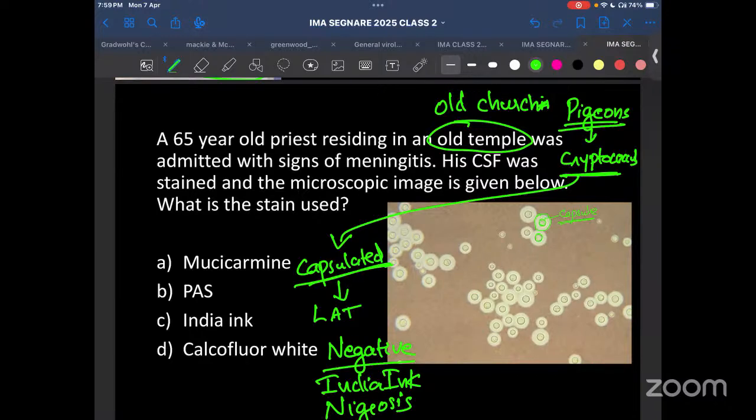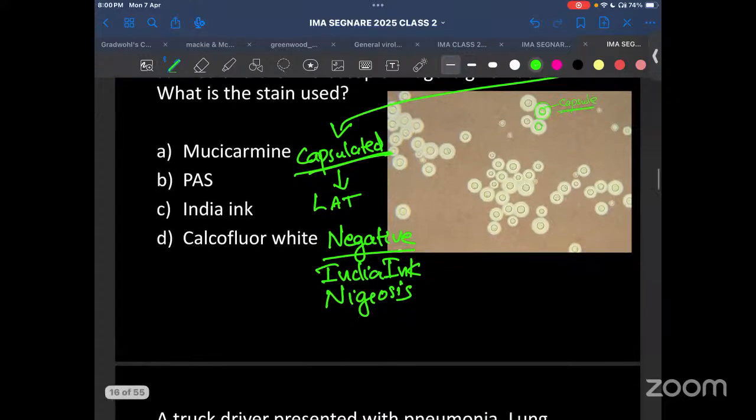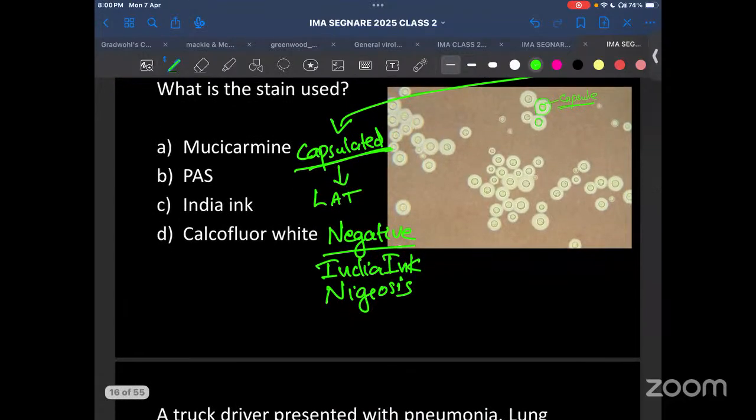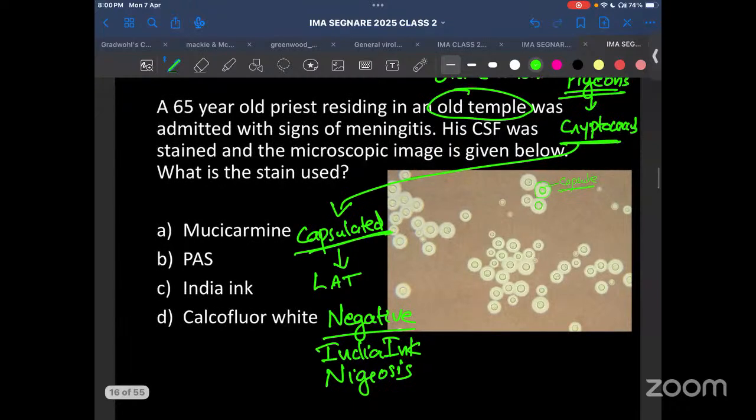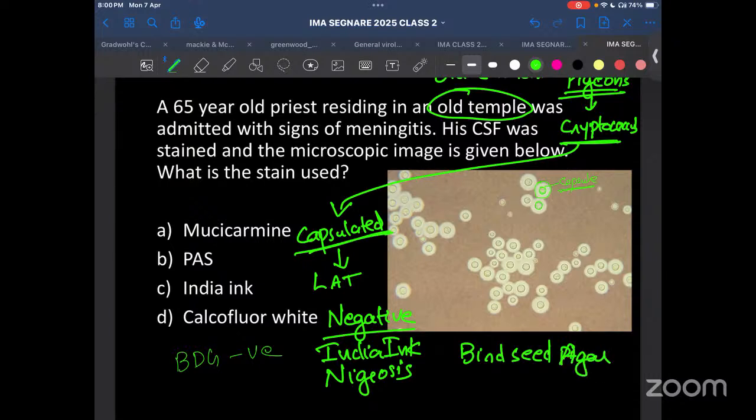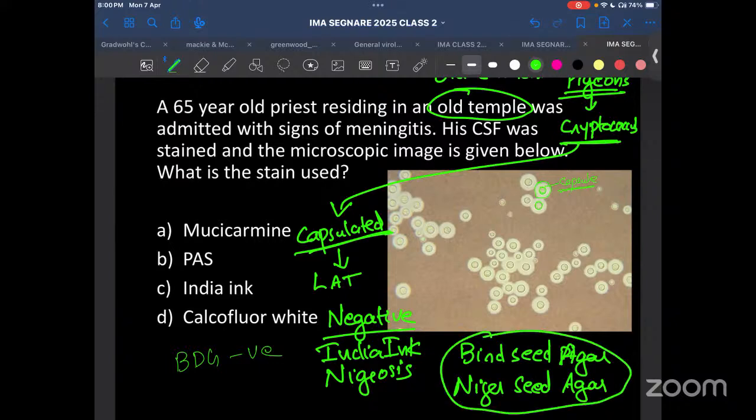So it is a capsulated fungus, Cryptococcus neoformans. Now Cryptococcus neoformans is actually BDG, beta D glucan negative, that we also discussed. And there are some special media for growing this organism, that is bird seed agar. See, it is associated with pigeon, so you can remember bird seed agar or Niger seed agar. This fungus actually produces melanin, so that can be seen in these agars.